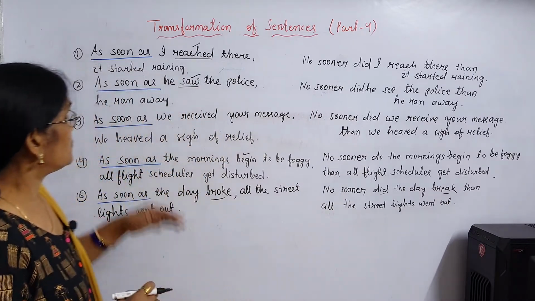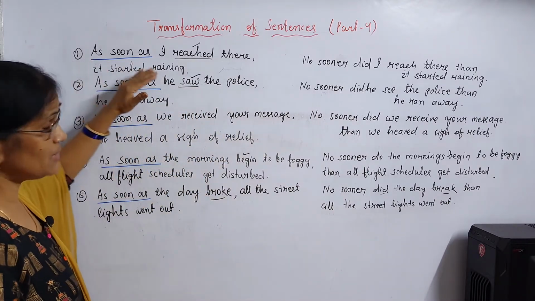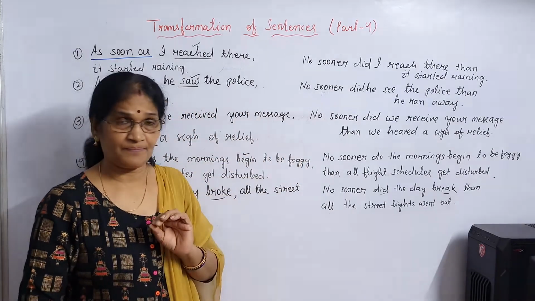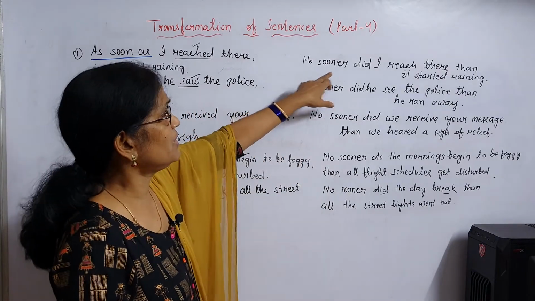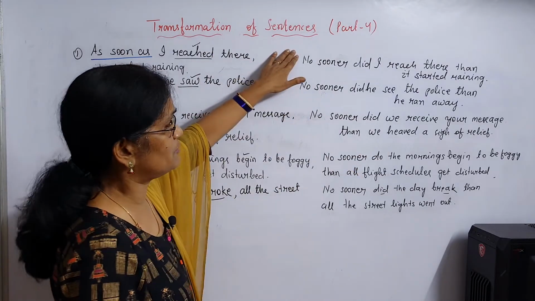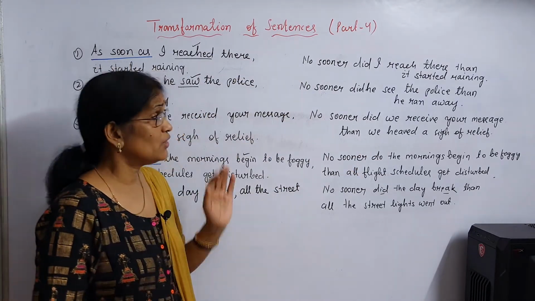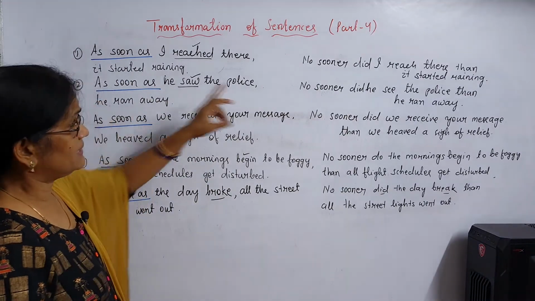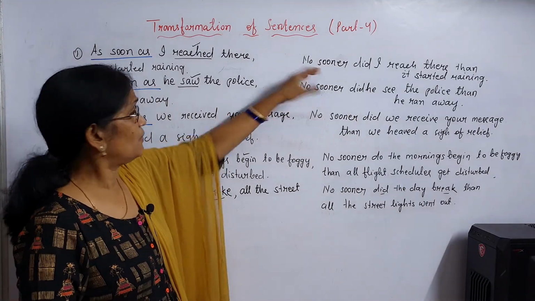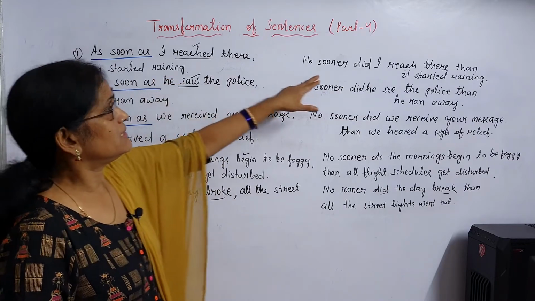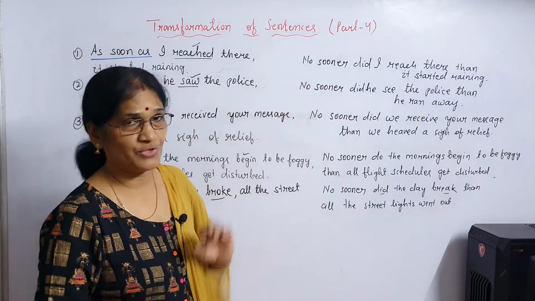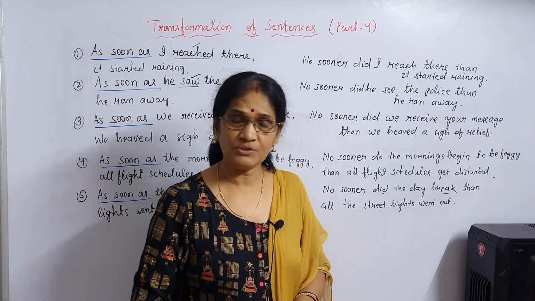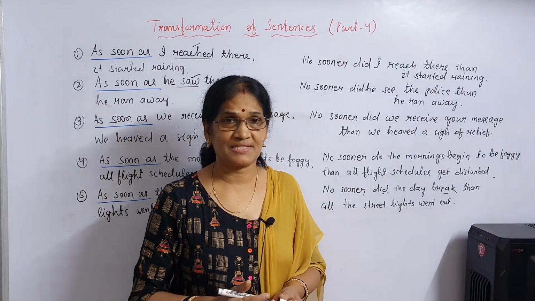So remember, where as soon as is there, when you change the sentence into negative, we use no sooner than in transformation of sentences. Without changing the meaning of the sentence, we have to write the sentence. Where you use as soon as, in the negative sentence we use no sooner than. I hope you get the concept clear.